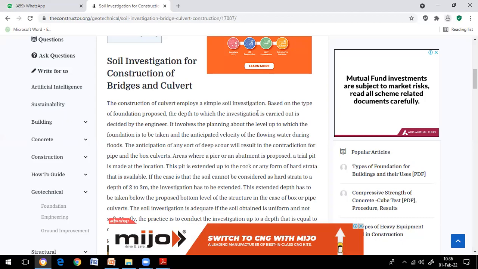Based on the type of foundation proposed, the depth to which the investigation is carried out is decided by the engineer. Because foundation is a very crucial thing for designing bridges, one has to go through the soil investigation very keenly. Which type of foundation is suitable? What is the soil bearing capacity? What type of bridge is recommendable at that particular location? These are all decided based on the soil investigation.